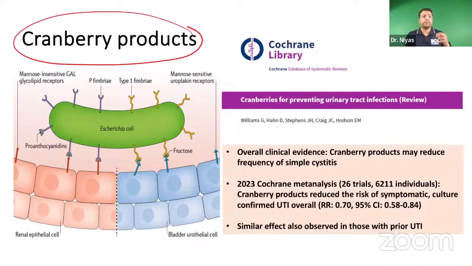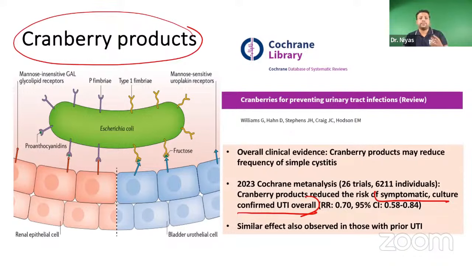You see a lot of cranberry products in the market. Do they have any benefit? In fact, they do. This is a Cochrane meta-analysis, in which they found that cranberry products actually reduce the risk of symptomatic culture-confirmed urinary tract infections. So in patients who have recurrent UTI, cranberry products, which are available as tablets in the market, can be prescribed to the patient.